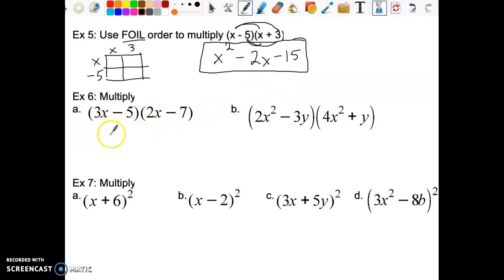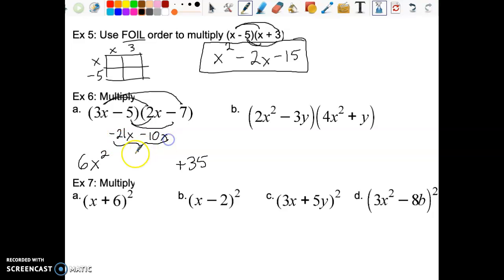So again, with a lot of practice, you might get really good at this, like 6x squared for your first term. You might look at your last as plus 35. But then in the middle, the outside is negative 21x. The inside is minus 10x. You might need to show that scratch work to figure out that that middle piece is minus 31x. Whatever you need to do to be successful, it's up to you.